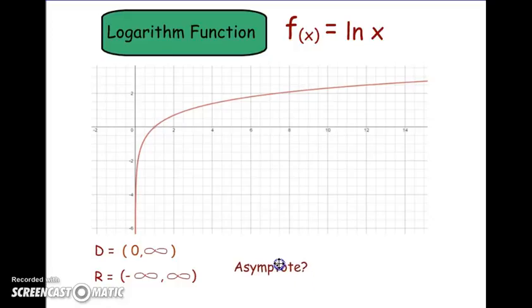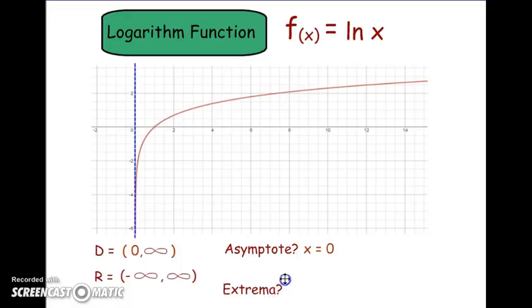Does the logarithm function have an asymptote? Well, it looks as though there's a vertical asymptote at the y-axis, and that is indeed the case. So there's a vertical asymptote at the line x equals 0, which is the y-axis. There are no extrema in the logarithm function. And can you tell if it's even or odd, or neither? Does the graph exhibit any symmetry? And the answer is no. So neither even nor odd.